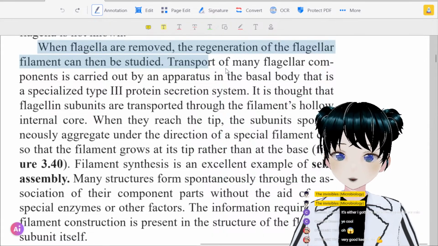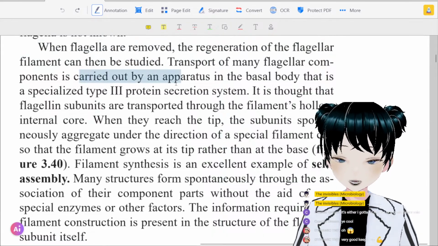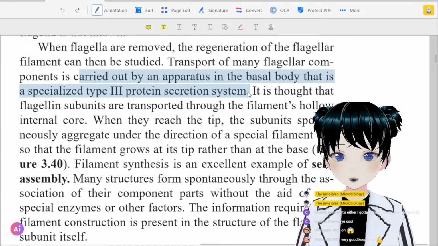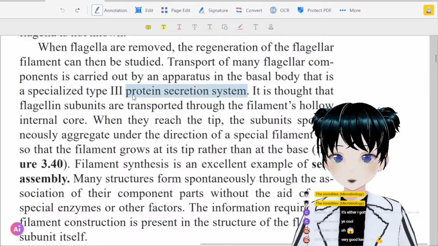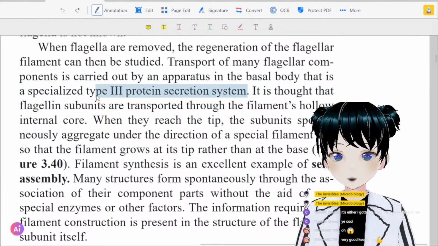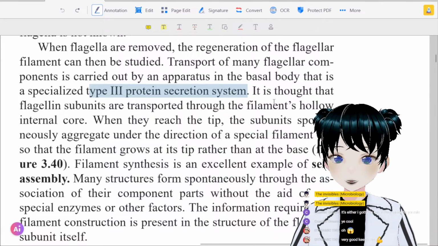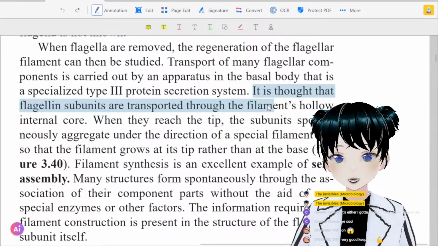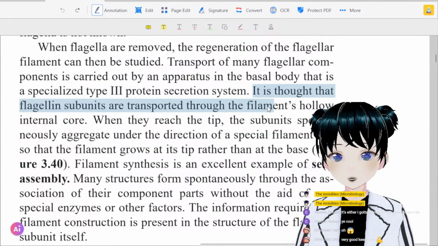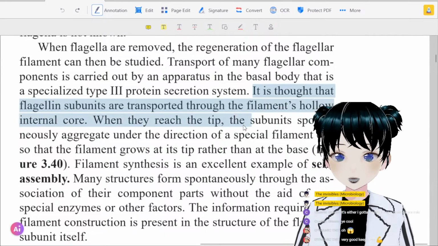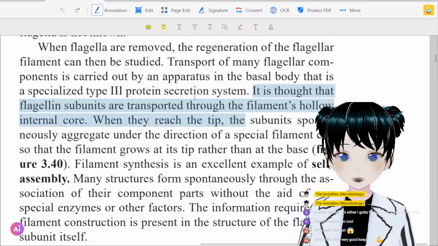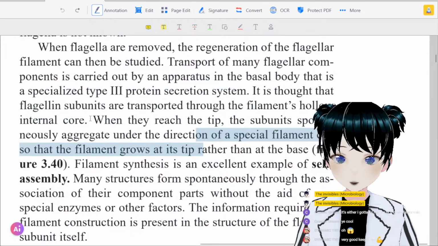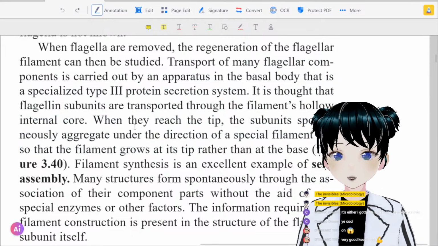Transport of many flagellar components is carried out by an apparatus in the basal body, a specialized type 3 protein secretion system. We already studied the protein secretion systems. So this one is type 3. We have studied up to type 5. It is thought that the flagellin subunits are transported through the filament's hollow internal core. We talked about the channel inside there, right? It is hollow, so the flagellin subunits move through it.